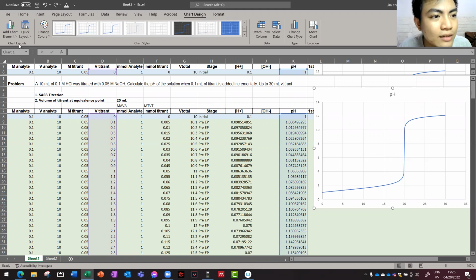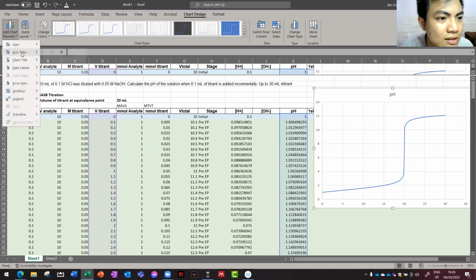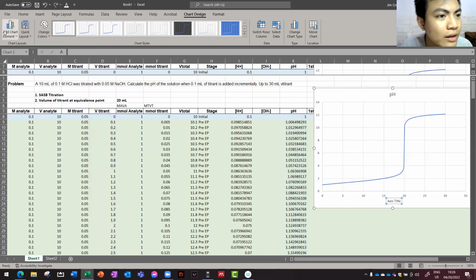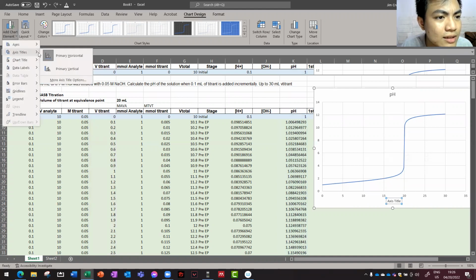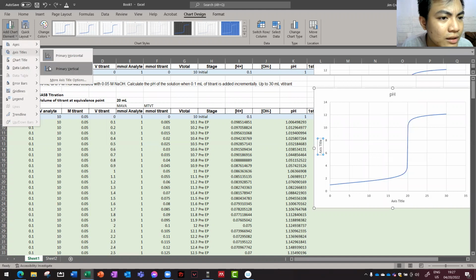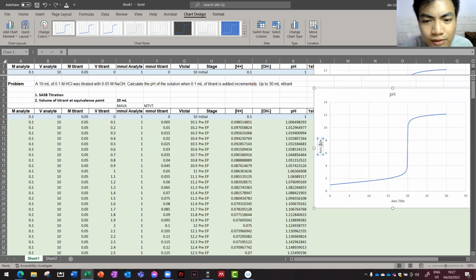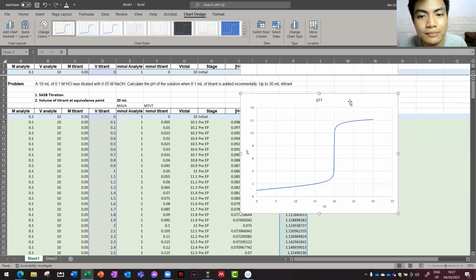If you want to add chart elements, let's say axis titles, you can go here and select axis title, vertical and horizontal. On the vertical axis, you have the pH. On the horizontal axis, you have the volume of the titrant, VT. So that's how easy it is.